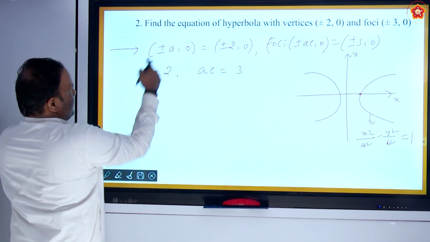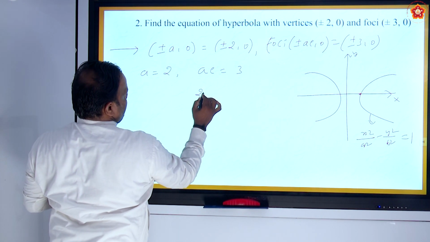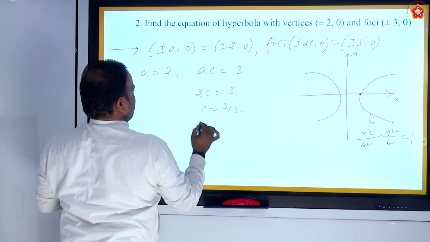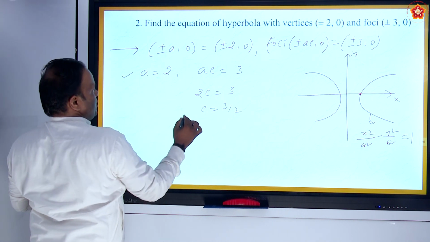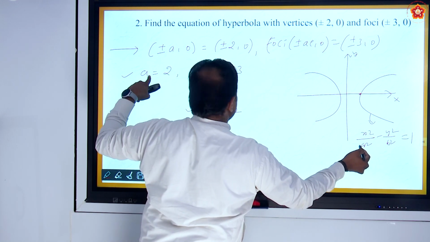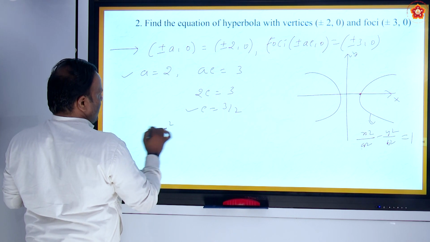Now what is a here? Put a equal to 2. So the a value is 2. 2 into e is equal to 3. What is e? e is equal to 3 by 2. So we know the a value, we know the e value. Actually we need the values of a and b. We already know a. Find the b value by using the eccentricity formula.